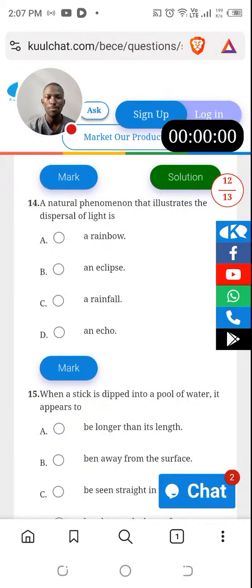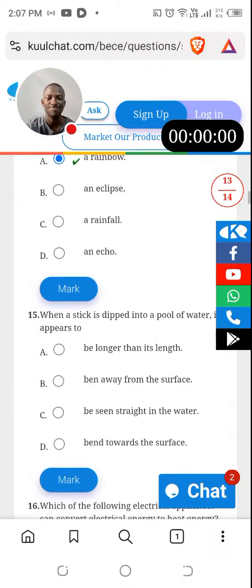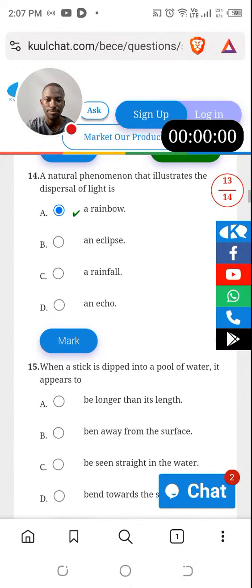A natural phenomenon that illustrates the dispersal of light is, easy peasy, rainbow. Dispersal of light is demonstrated by what? Rainbow. But let's confirm. Good. So far I've gotten 13 out of 14. You're on course. Next question.